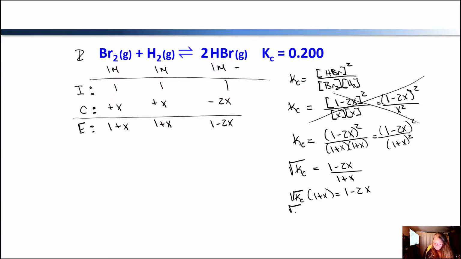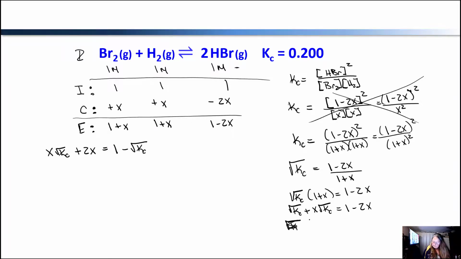So I'll have the square root of Kc plus x times the square root of Kc equals 1 minus 2x. So we want to get the x's on one side and everything else on the other. Actually, what do I want to do? I'm going to do the other way. Move this over here. I'm going to get rid of that minus 2x and make it positive. So I'll have x root Kc plus 2x equals 1 minus the square root of Kc.